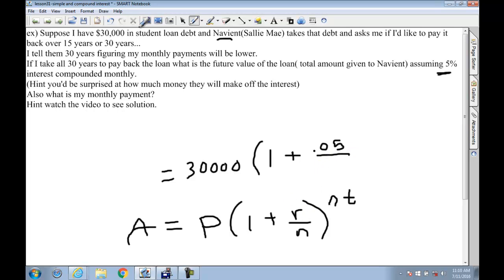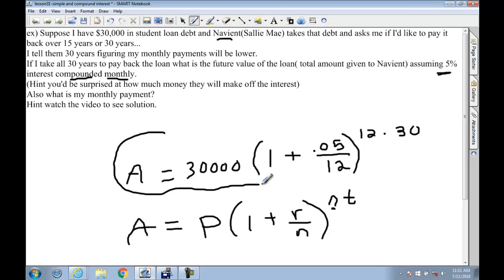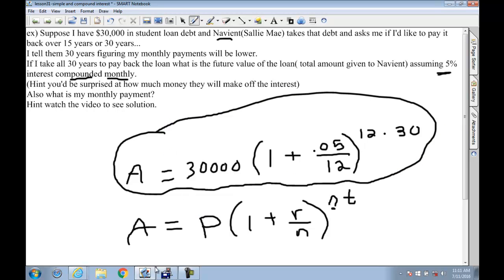Divided by my compounding period. Well, look out for the words, here it's compounded monthly. So monthly is going to be 12. And then again, you see that N in the formula, so 12 times the time. We're taking 30 years to pay it back, so times 30. That's actually going to be the total amount due, or the future value of the loan. All right, so let's grab this, I'm circling it, and type it out.